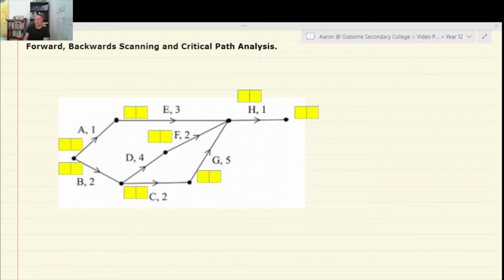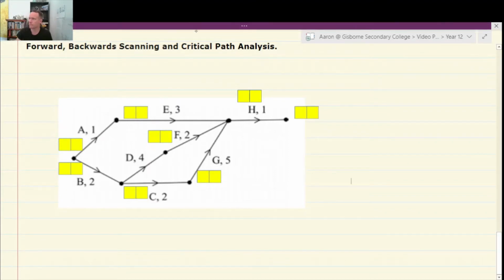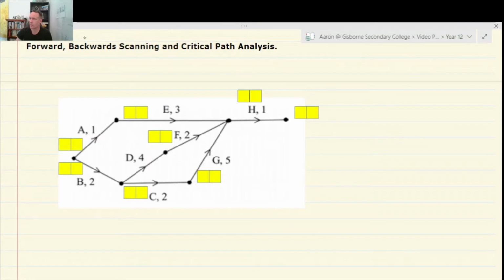Okay, so we'll kick off with this. We start with what we call forward scanning. Forward scanning starts with me getting a pen color I like. There we go. So this means that for the first activity, that can start at 0 hours. We'll call them all hours, regardless of which way we go. Now, E can start 1 hour later because A's activity takes 1 hour. So E can start at 1 hour.